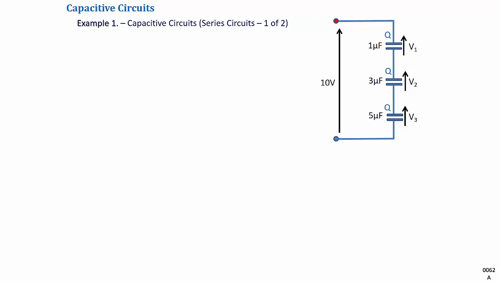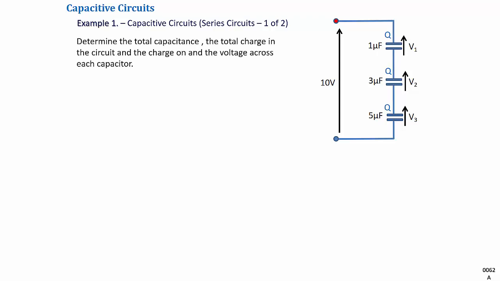The following example is in the accompanying workbook, Capacitive Circuits, Series Circuits. Here we are required to determine the total capacitance, the total charge in the circuit, and the charge on and the voltage across each capacitor. To find the total circuit capacitance.